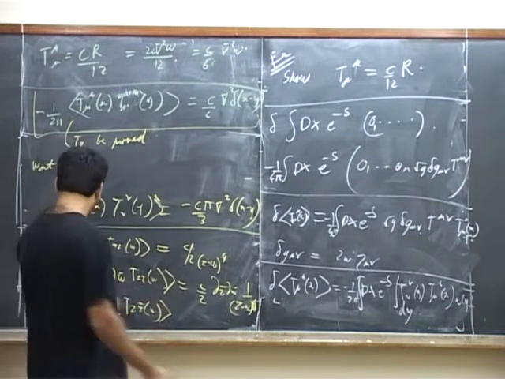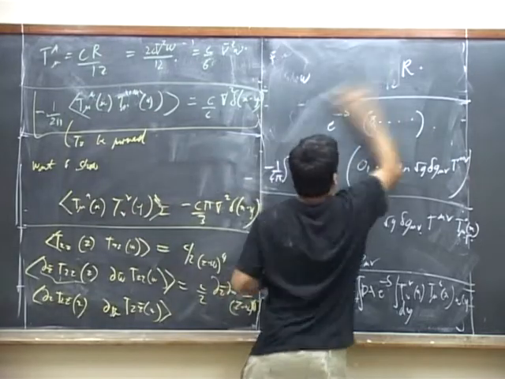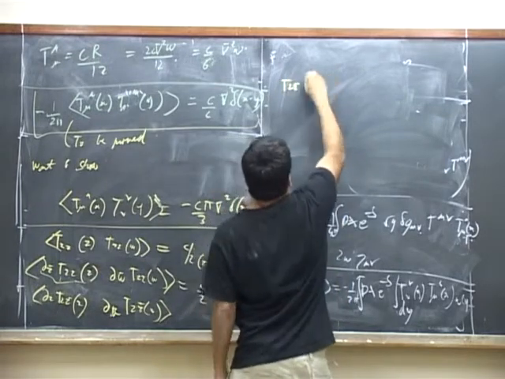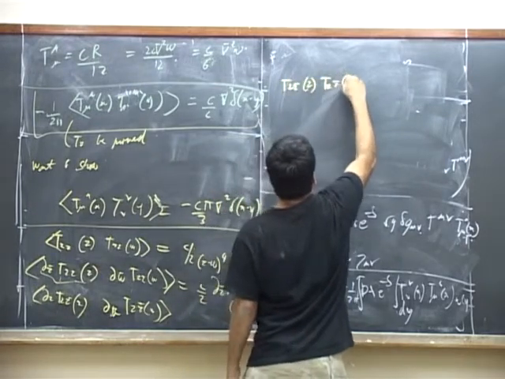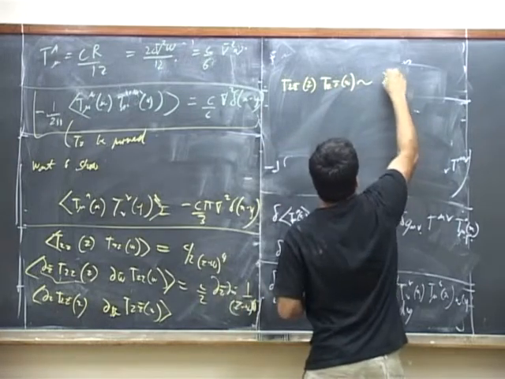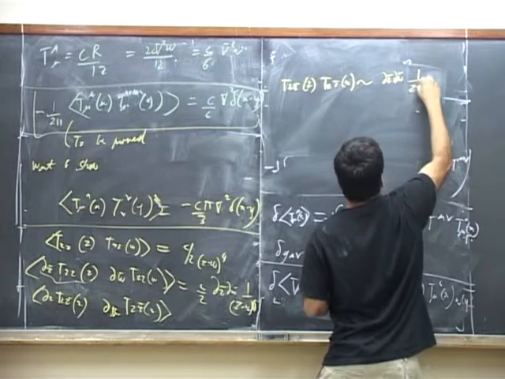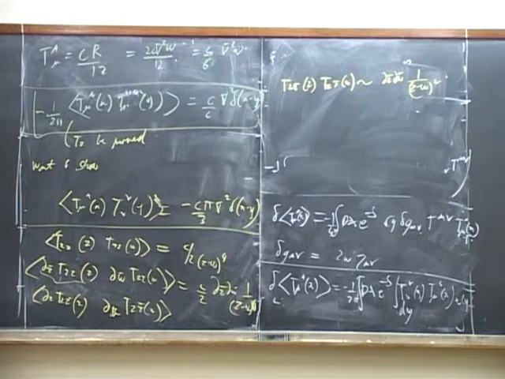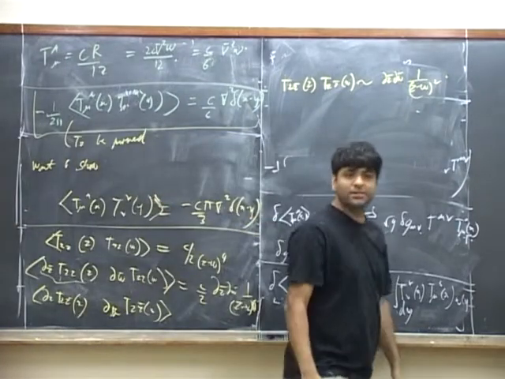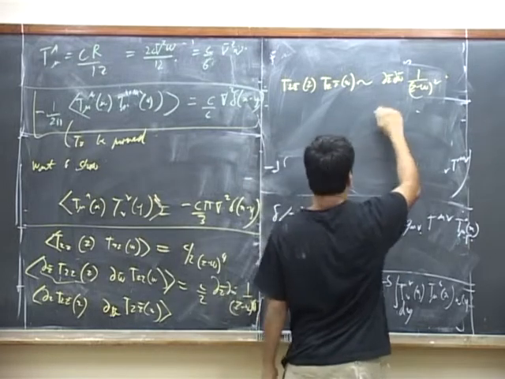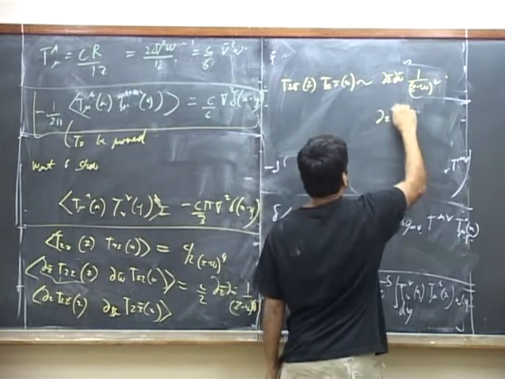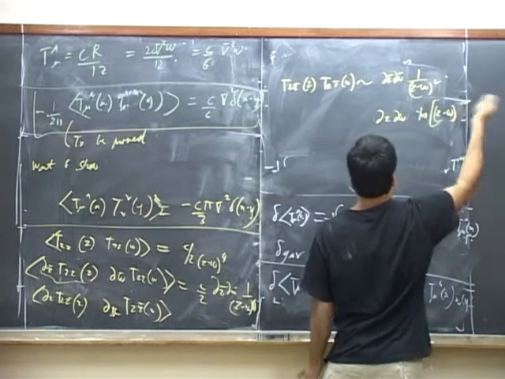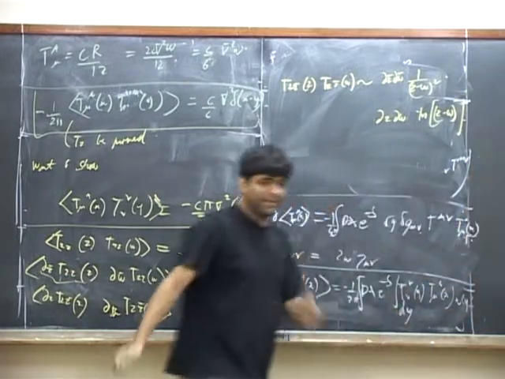Okay, so what you have then is some statement which, keeping track of no factors, is schematically T_zz bar of z times T_zz bar of w is like del z bar del w bar of 1 over z minus w, the whole thing squared. Now 1 over z minus w the whole thing squared can be thought of as del z del w of log of z minus w. Again, keep track of no factors.